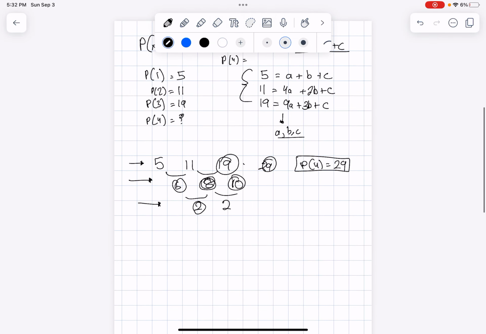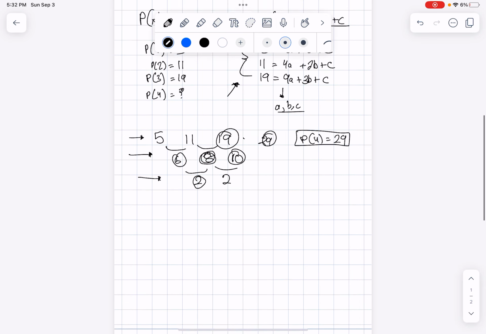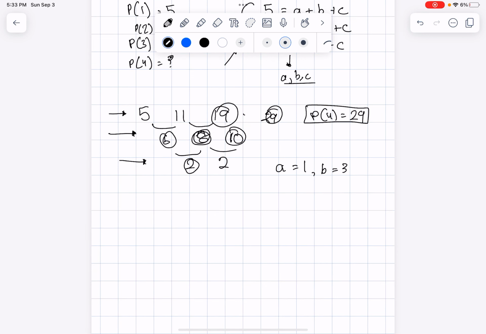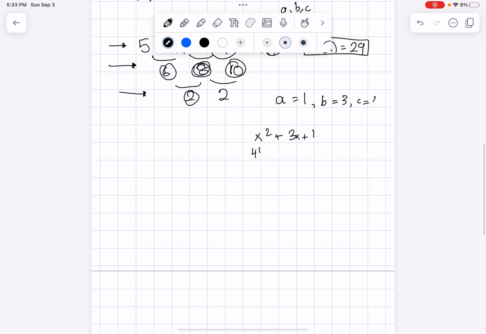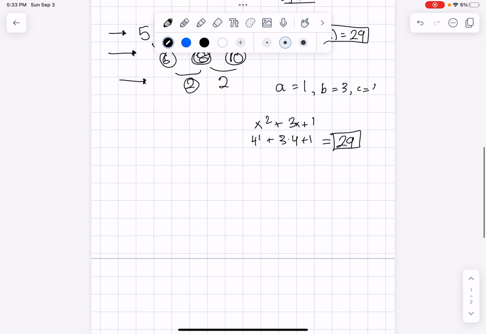We can also check using the system of equations, and if you solve this lengthy system of equations, you get that a is equal to 1, b is equal to 3, and c is equal to 1, giving the quadratic x squared plus 3x plus 1. If we were to plug in 4, you get 4 squared plus 3 times 4 plus 1, which is 29. The same exact thing. But you might be wondering how we would be able to solve other polynomials, like third degree, fourth degree, or even fifth degree. Well, this method works for those too.